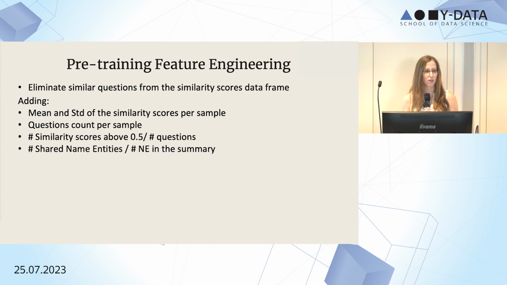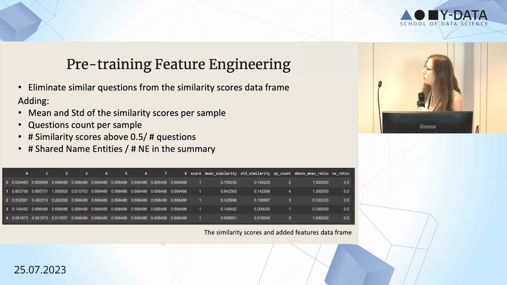We added a question count after we deleted some of the similar questions. We also added a ratio of the number of similarity scores above 0.5 divided by the number of questions, and a ratio of the shared named entities between the text and the summary. So in the table below, you can see an example of the features we use to train our classifiers. The numbered columns represent the similarity scores between 0 and 1, 0 being very different, 1 being exactly the same.